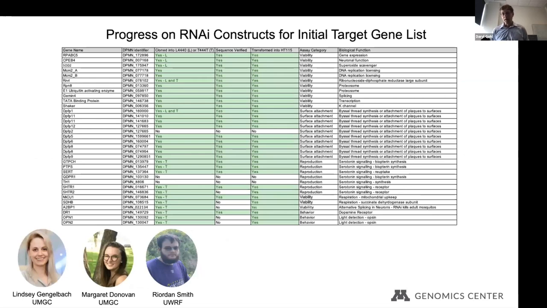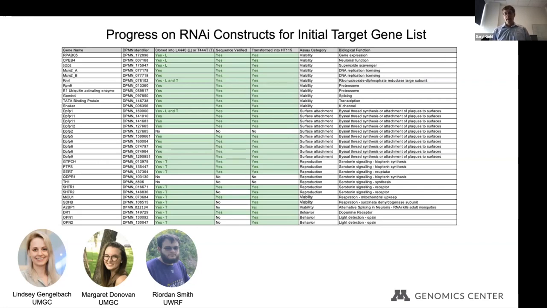So we've prioritized this larger list that we have and begun to actually clone these constructs. This is work that was done by Lindsay and Margaret in my group, and also Reardon Smith at the University of Wisconsin River Falls. We've now made about 30 or so of these double-stranded RNA expressing constructs and put them into bacteria, so we can begin to test the effects of these genes in zebra mussels.